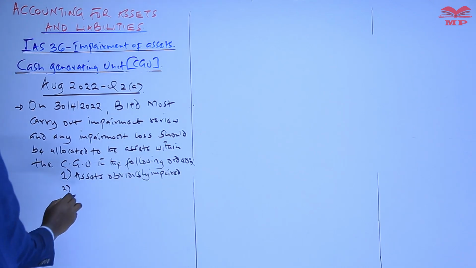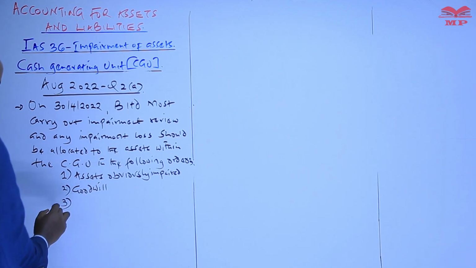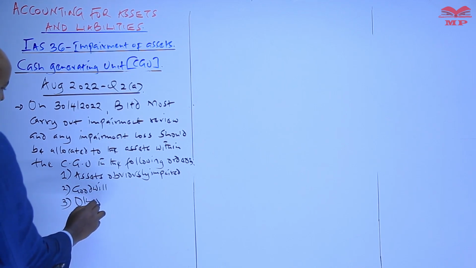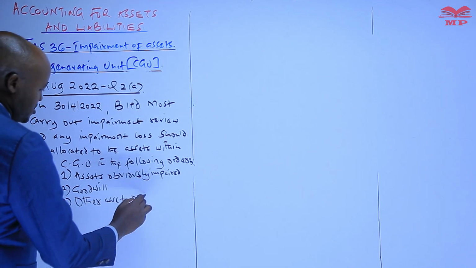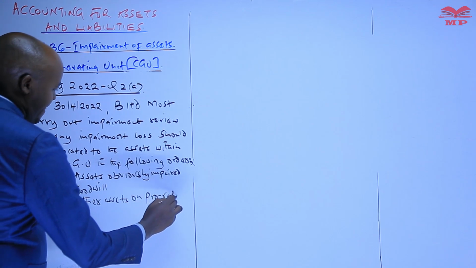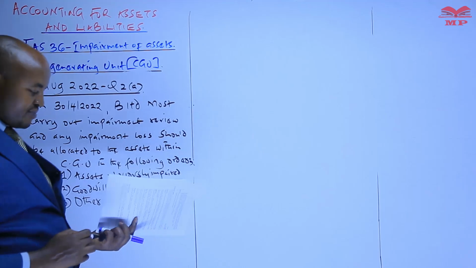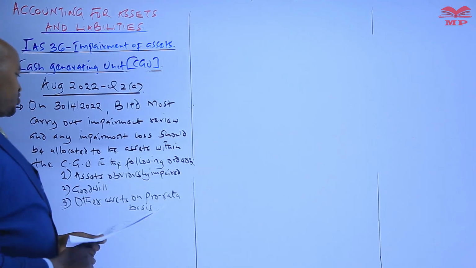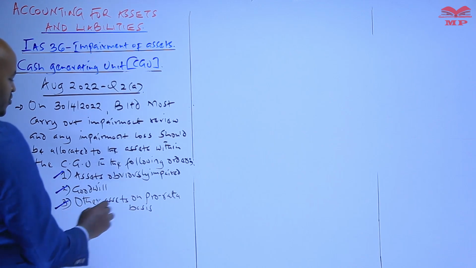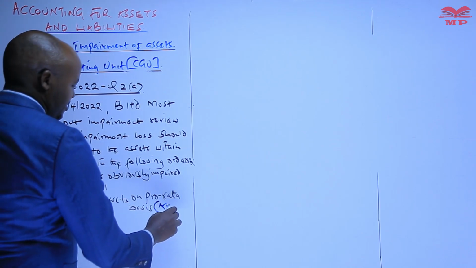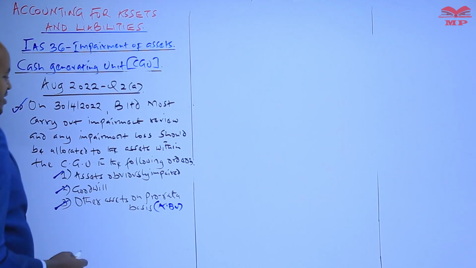Number 2, we allocate to the goodwill within that cash generating unit. And finally, to other assets, on a pro rata basis. On a pro rata basis means that when allocating the impairment loss to the other assets within the CGU, we allocate that particular impairment loss based on the net book value of the other assets. The net book value, remember, is the same with what? The carrying amount. That's the first thing you needed to say.